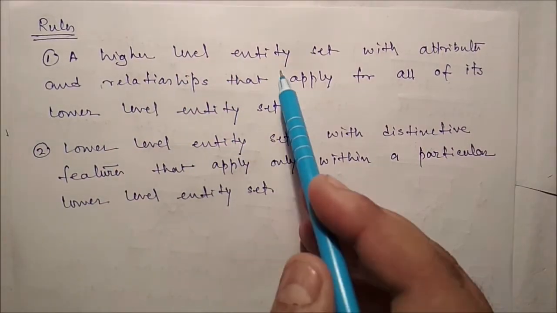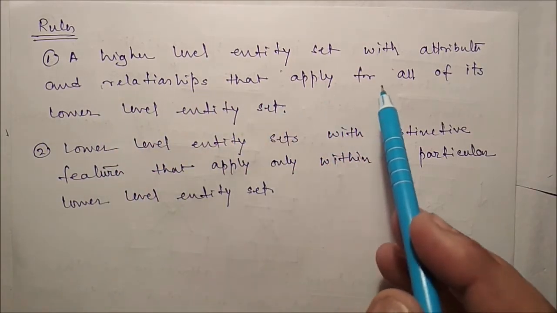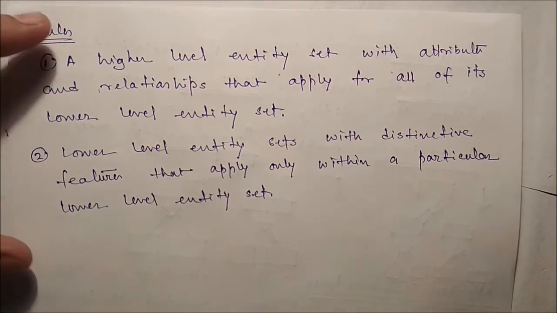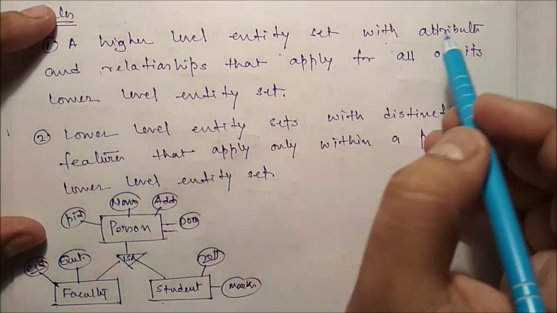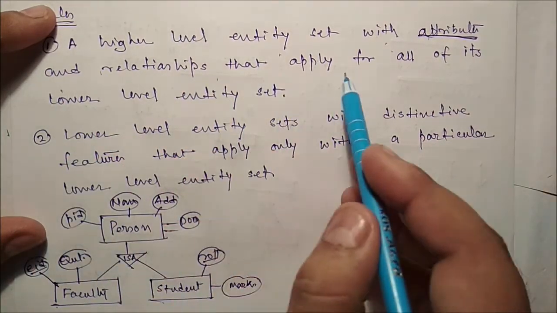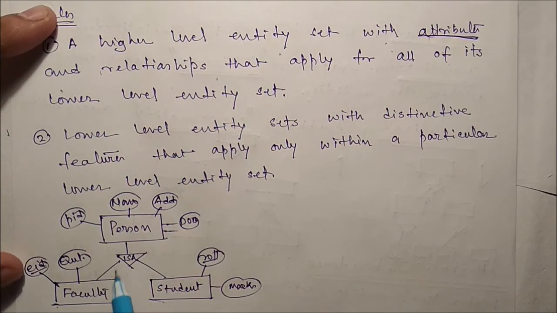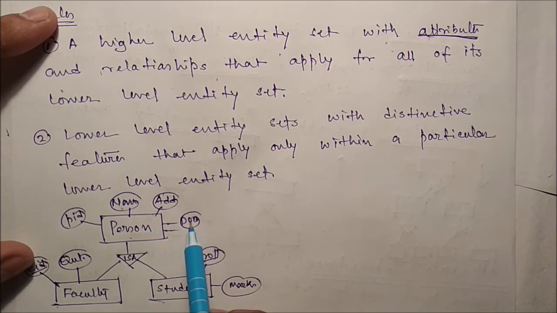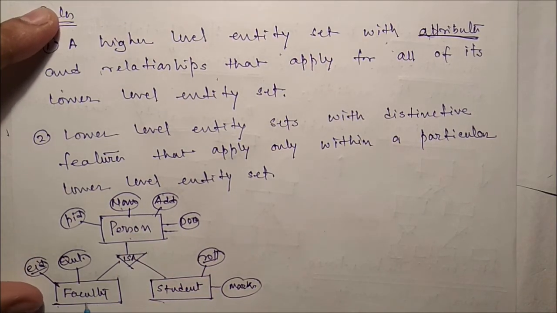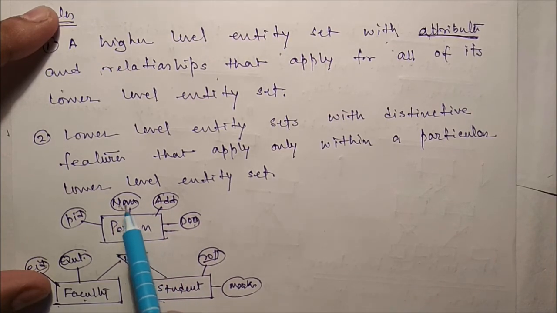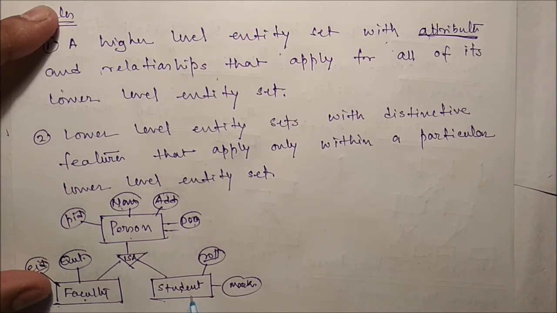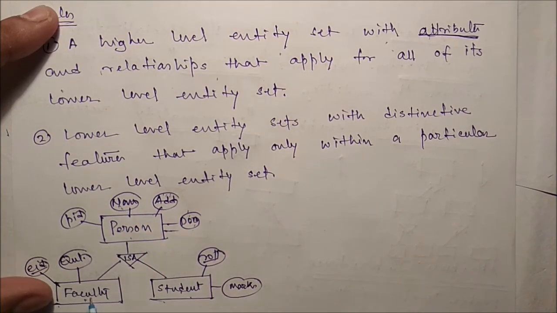A higher level entity set with attributes and relationships applies to all of its lower level entity sets. That means if the high level entity set has name, address, date of birth, it is applicable for both faculty as well as student. The name, address and date of birth of faculties are there, as well as of the students. So these are the attributes which are applicable for faculty as well as for student.